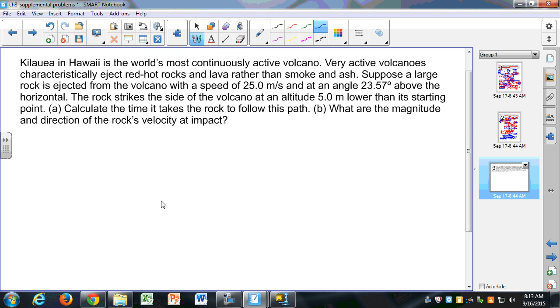All right, let's move on to this next problem. This one's probably the most difficult of the three. Well, it's not that difficult. It just requires the quadratic equation.